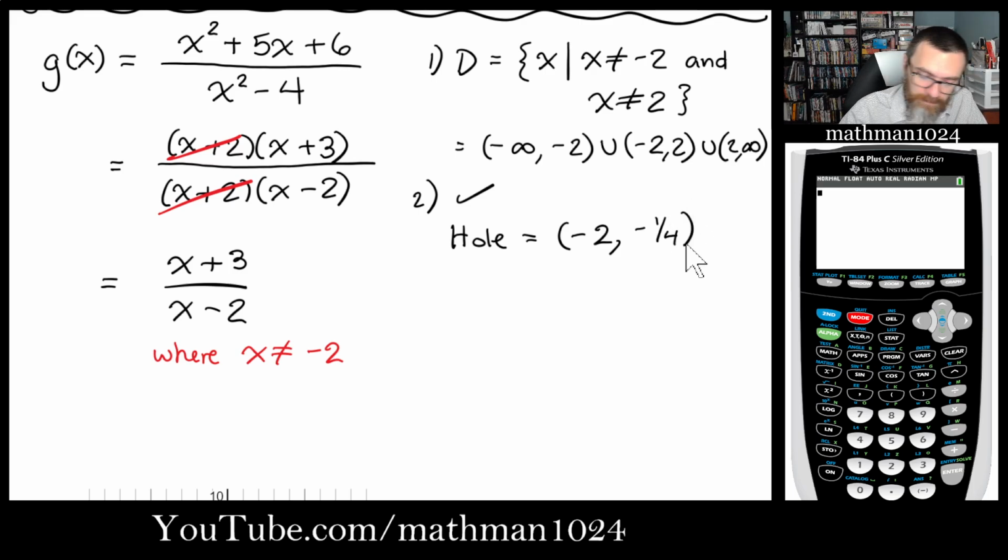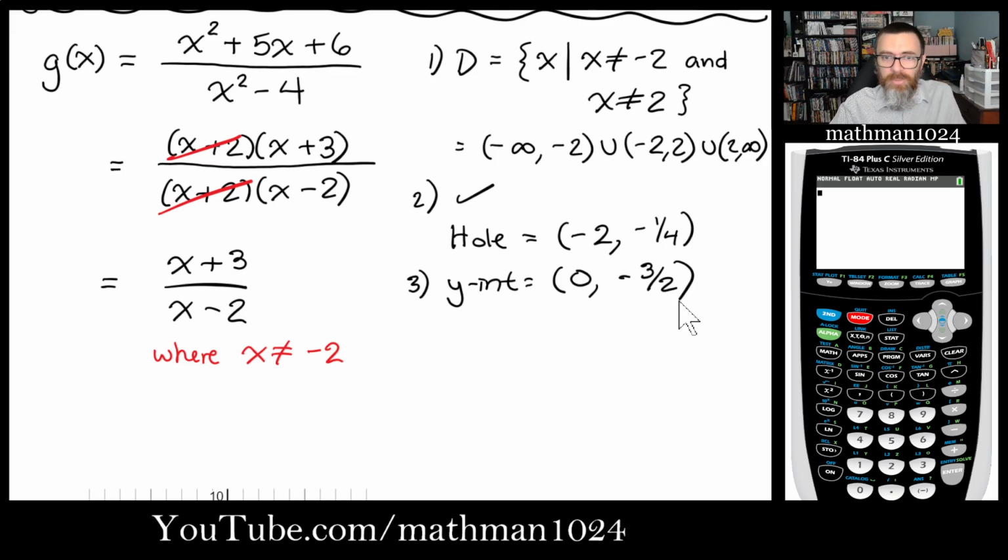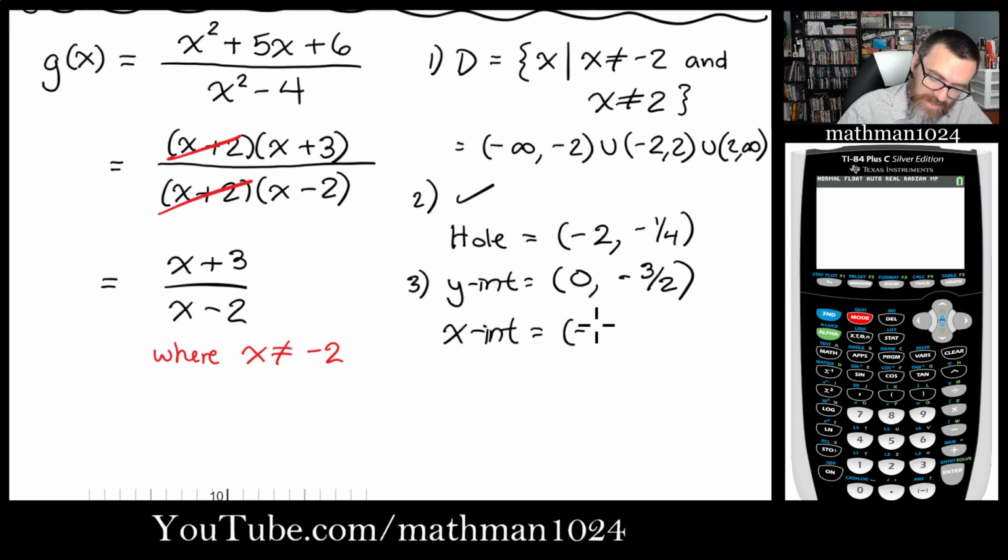All right, step 3, let's talk about the y-intercept. We can plug in 0, we can plug it into the original, we can plug it in here, doesn't matter, it's still going to be the same. We plug it in, we end up with negative 3/2. Okay, so we already have a couple points, this is great. Let's go ahead and talk about your x-intercept. Now, this x-intercept has to come from the reduced form, okay, not from the original. So if we set this numerator equal to 0, that tells me that negative 3, 0 is our x-intercept.